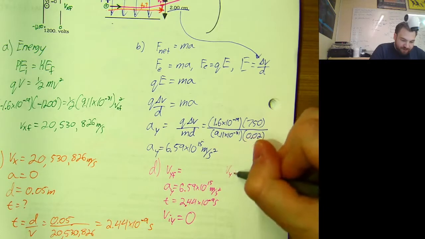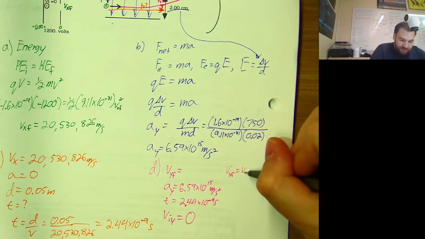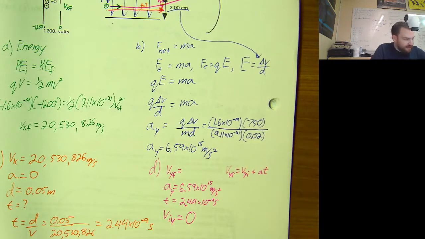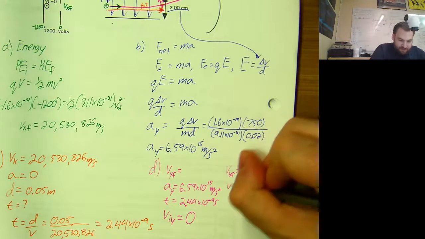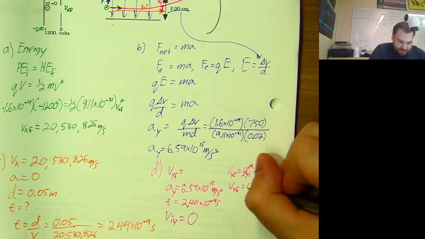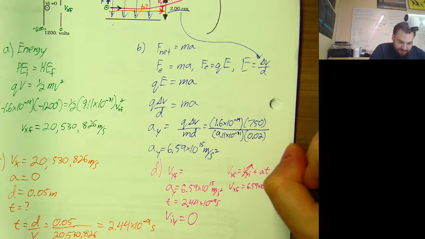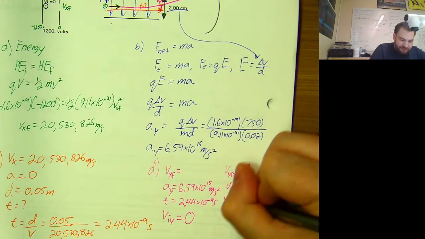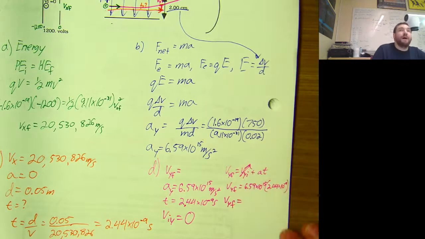So Vy final equals Vy initial plus AT is the kinematic equation we're going to use there. That's gone. So Vy final is just going to be our acceleration, 6.59 times 10 to the 15, times our time, 2.44 times 10 to the negative 9, which is going to give us a final velocity in the y direction of what?